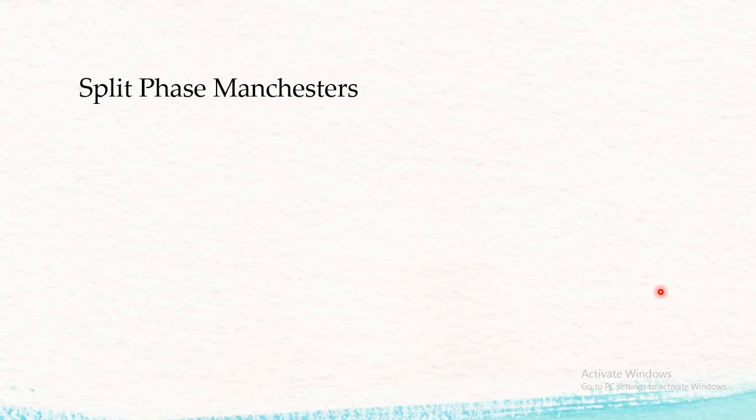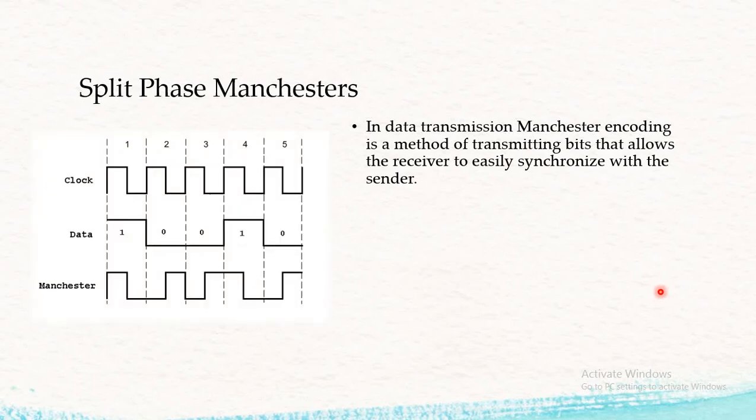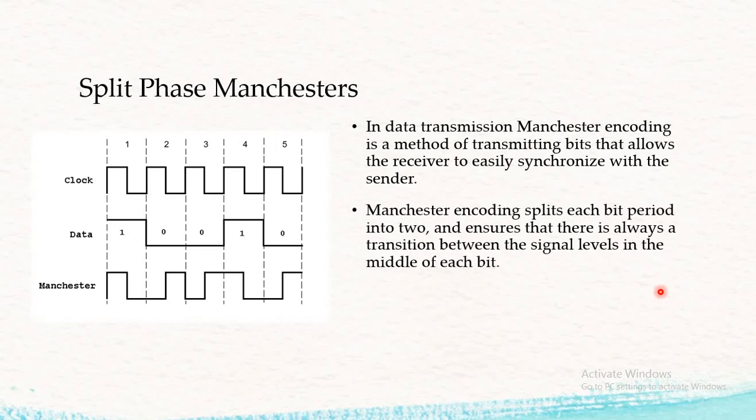Next is split phase Manchester. In data transmission, Manchester encoding is a method of transmitting bits that allows the receiver to easily synchronize with the sender. So this is an example of Manchester code. Manchester encoding splits each bit period into 2 and ensures that there is always a transition between signal levels in the middle of each bit. So here this is a bit, the first one, and we always split each bit into 2 sections.